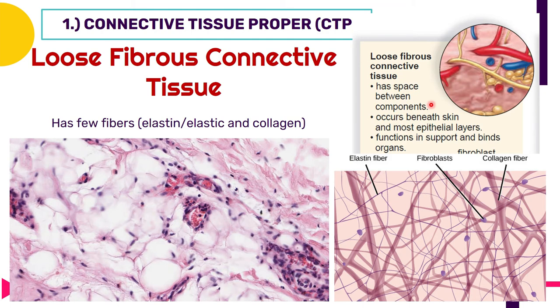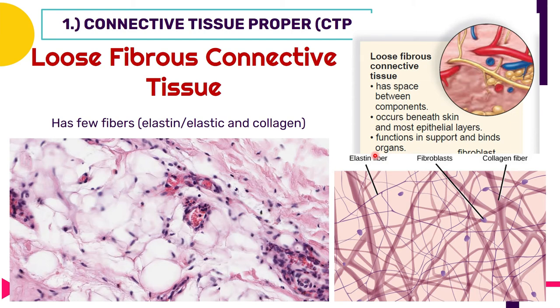So where can we find loose fibrous connective tissue? Loose fibrous connective tissue is found beneath the skin and most epithelial layers. After the epithelial layers, underneath is the loose fibrous connective tissue. And its function is support. It supports other tissues and binds other organs.